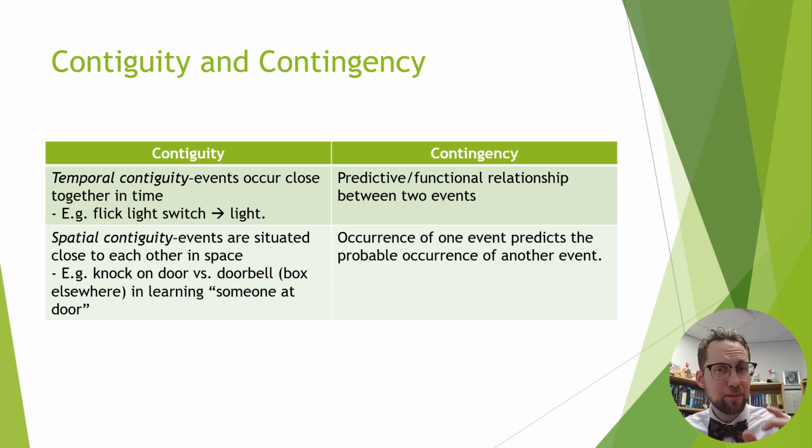Now, that can be a little bit tougher to picture, but look at this. If someone knocks on your front door, there is close spatial contiguity, because the knock you hear comes from your front door, so you know exactly where to go. But if someone rings a doorbell, there is less spatial contiguity.